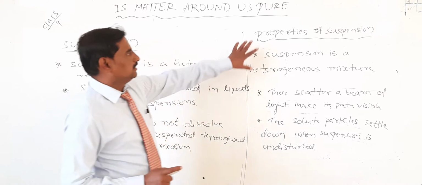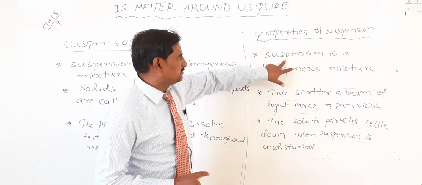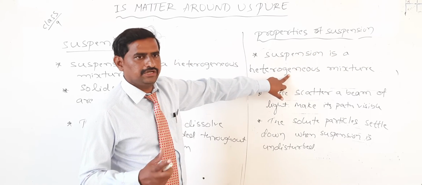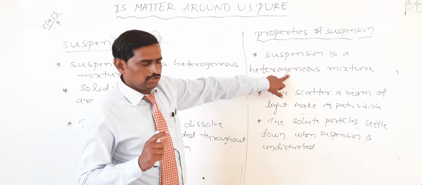Okay. The next one, the properties of suspension. What are the properties here? The suspension is a heterogeneous mixture because there is no complete dissolving. Means the suspension will not dissolve completely.